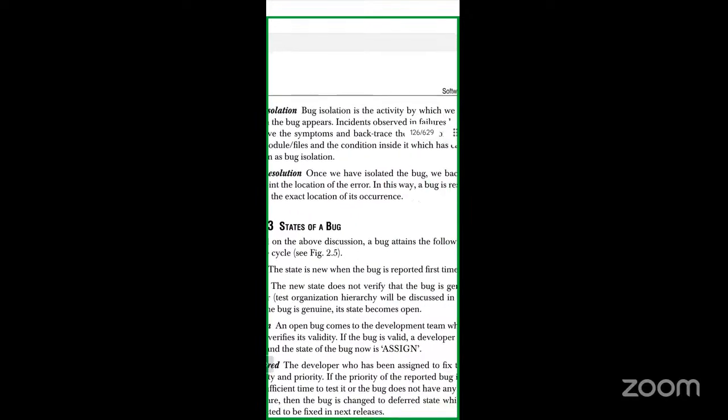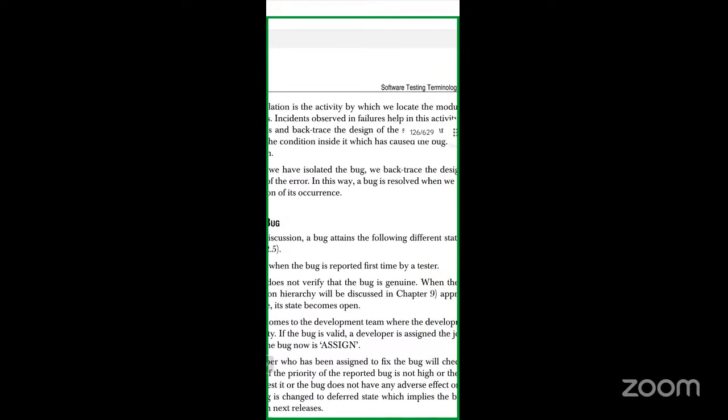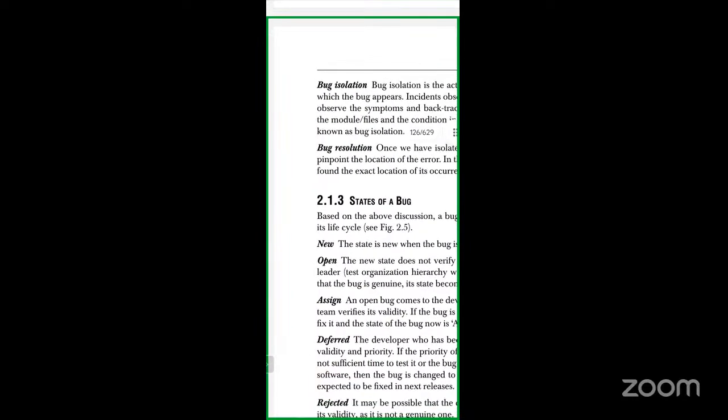So a bug is going to have multiple states, like the new state. The new state is when the bug is reported for the first time by a tester. When a tester tests any module, component or code, if a bug is reported for the first time, then we say it is a new bug.